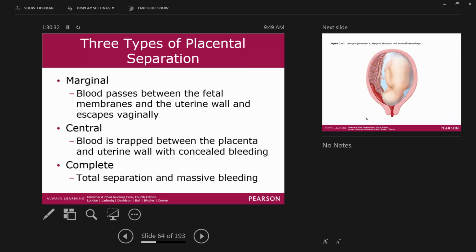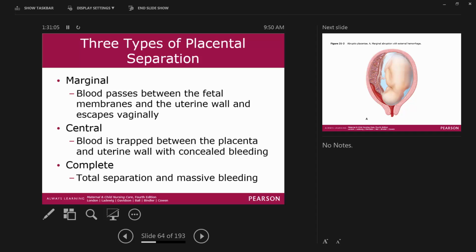All right, so we have a marginal abruption. So this is just a little part of the placenta that has broken away, not all of it. Okay, just an edge somewhere. And then we have the central abruption where the edges stay adhered to the uterine wall, but the center of the placenta has broken away. So she's bleeding into that pocket.